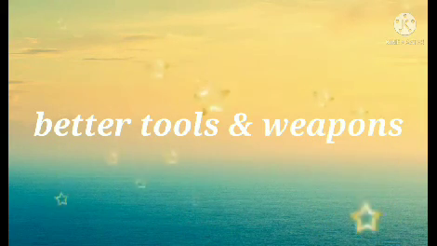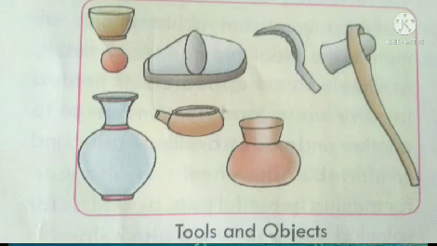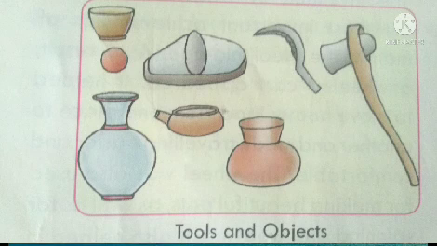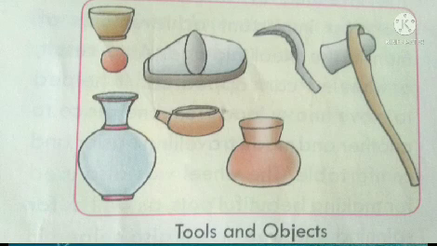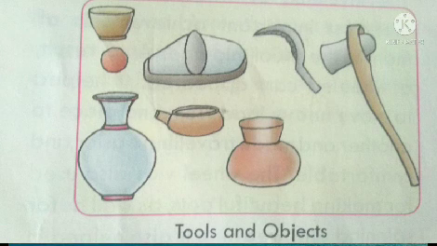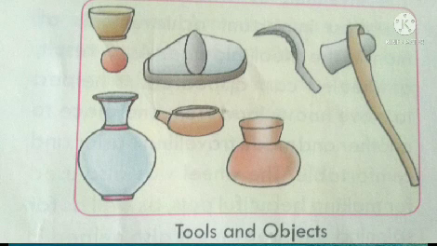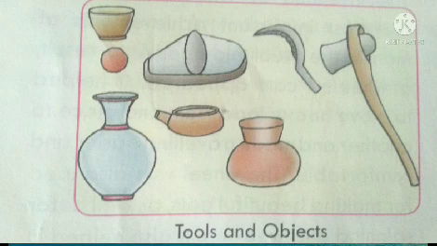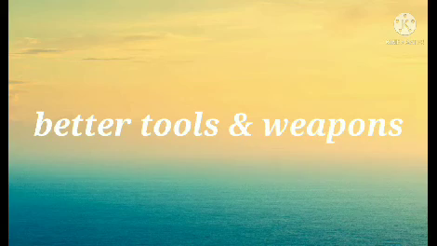Better tools and weapons. See this picture carefully. Tools and objects. Tools and weapons of even the Neolithic man were still made of stone, but these were far better than the earlier ones. These were sharper. Man had also learned to polish his tools and weapons. He also provided wooden handles to these, and some new tools and weapons like the sickle, the bow, and the arrow were also developed in this age.